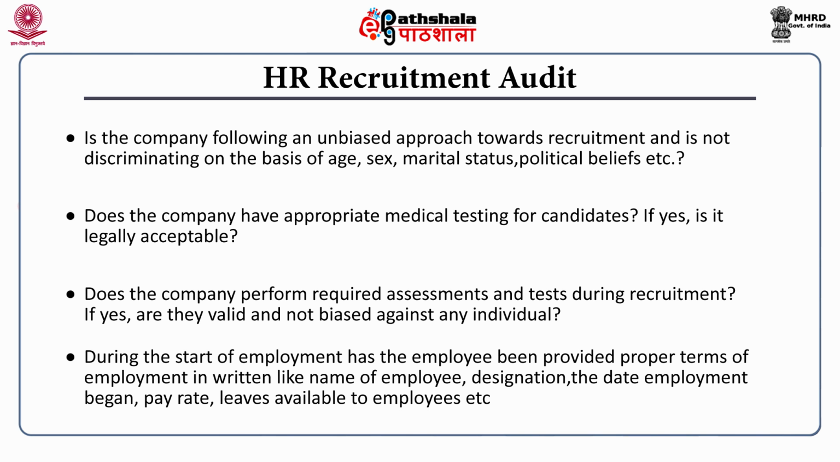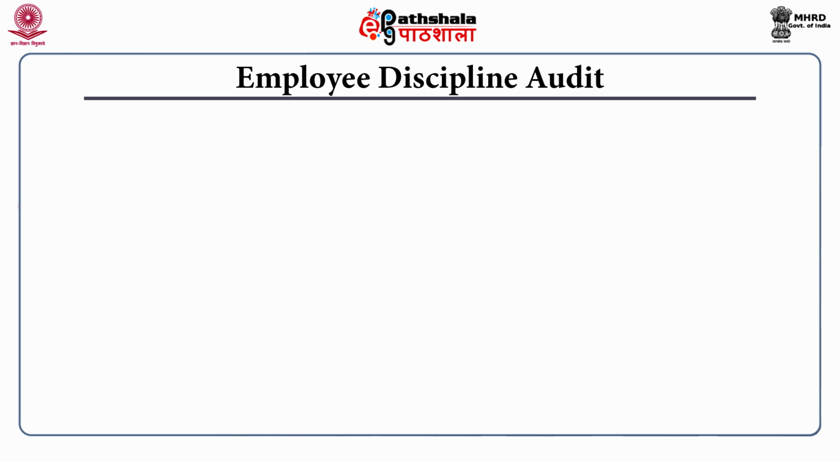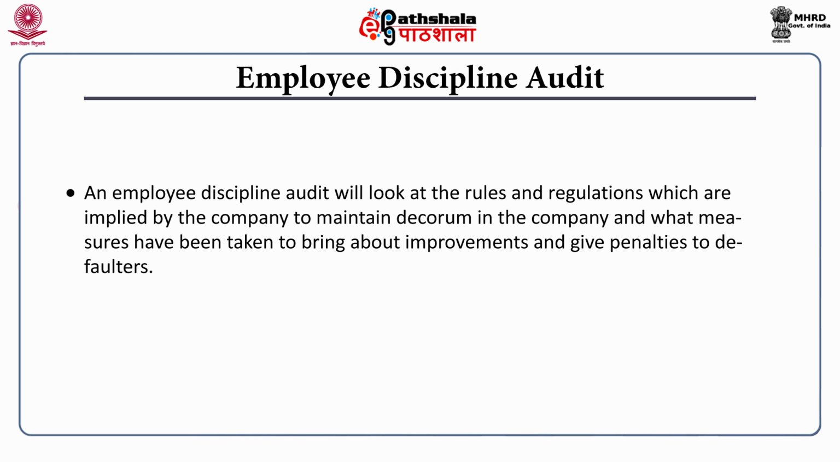During the start of employment, has the employee been provided proper terms of employment in written form, like the name of the employee, designation, date, pay rate, leaves available, etc.? The next type of auditing can be the employee discipline audit. An employee discipline audit will look at the rules and regulations implied by the company to maintain decorum in the company and the measures that can be taken to bring about improvements and give penalties to the defaulters.